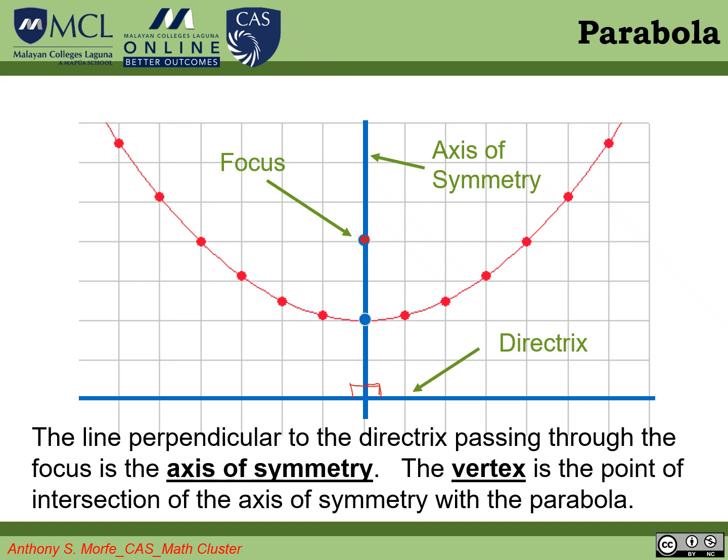The vertex is the point of intersection of the axis of symmetry with the parabola. So this point here is on the parabola and intersects with this axis of symmetry. So this point here is called the vertex. This point is called the vertex.